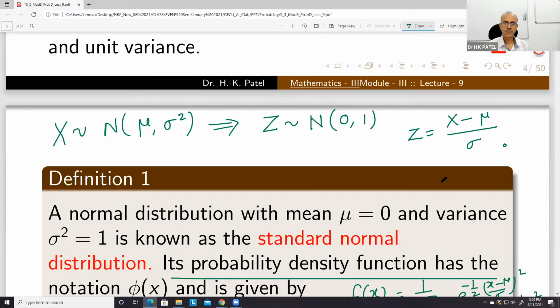So this we know, and therefore the probability of distribution X lying between two numbers can be obtained in terms of the probability of Z lying between two numbers, because X and Z are related now. Now Z is standard normal distribution and X is normal distribution having mu and sigma square.